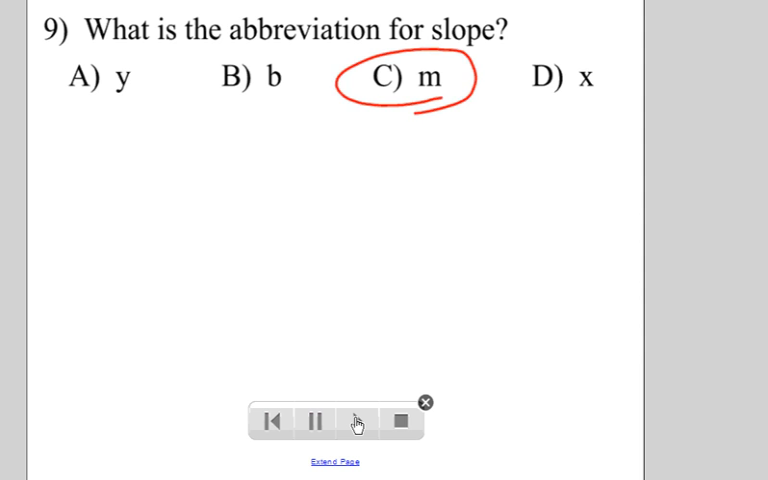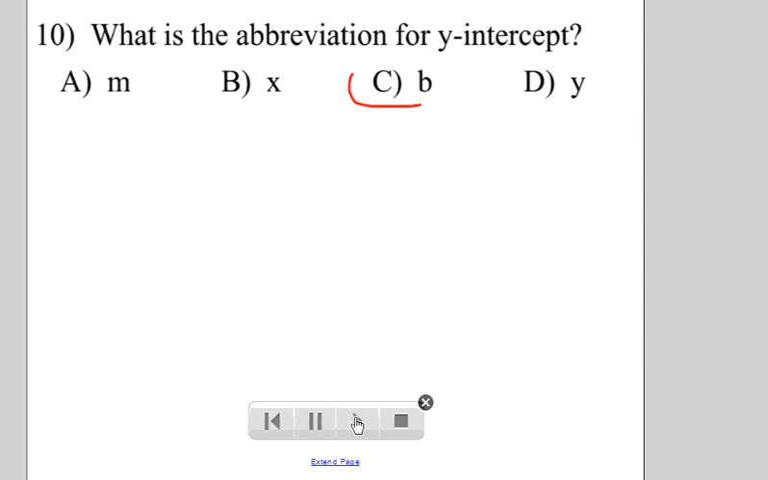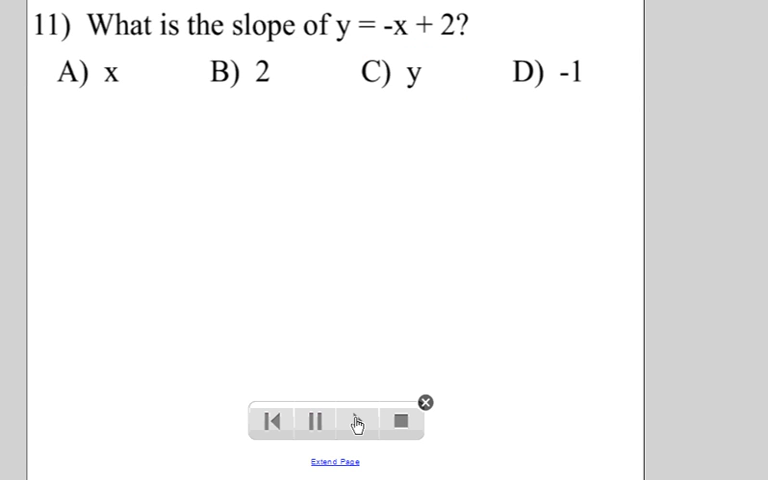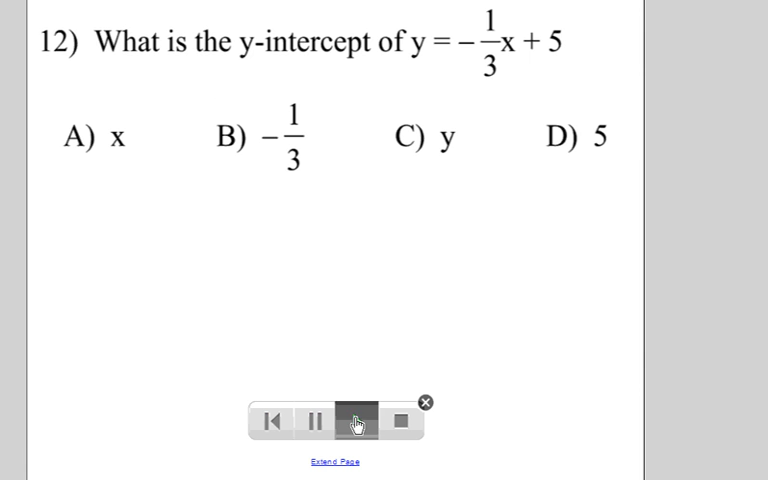Abbreviation for slope would be M. Abbreviation for y-intercept would be B, so option C there, but the letter B. What's the slope? Well, look in front of the x, that'd be a -1, so there's your slope. The y-intercept, well, that would be this part right here. Always look for the sign in front of it, okay? That's the reason we're saying it's positive.